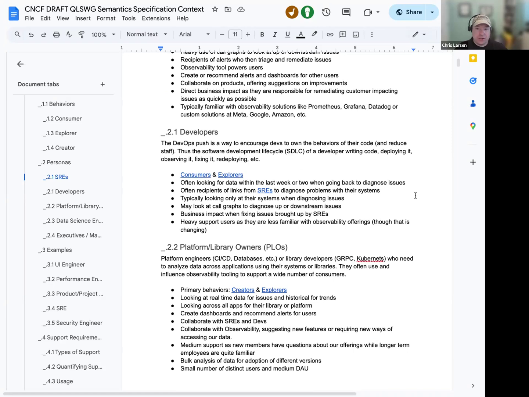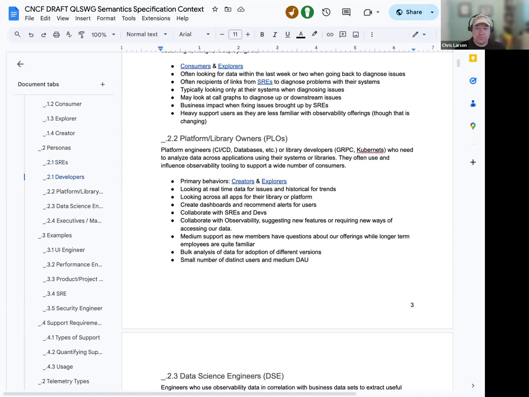And then we have developers now. Of course, almost everybody in the tech industry is a DevOps engineer now, where you write some code and you're expected to maintain it and operate it and run it. So they are now coming in droves, and there are a lot more of them than there are SREs or system admins nowadays. They are also consumers and explorers, sometimes creators as well when they have to create alerts or graphs. But they're one of the biggest users and consumers of observability data.